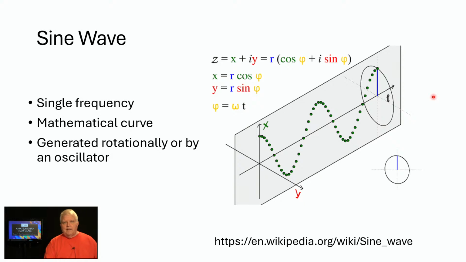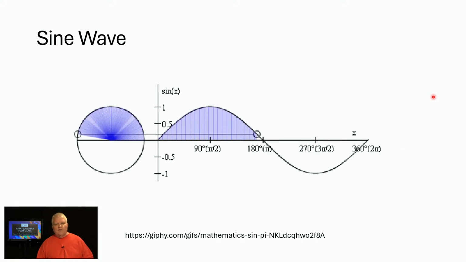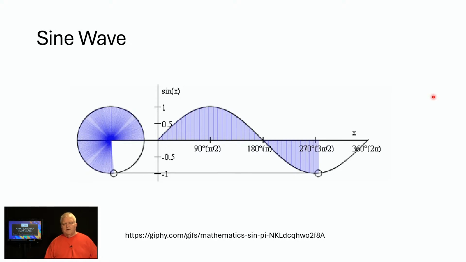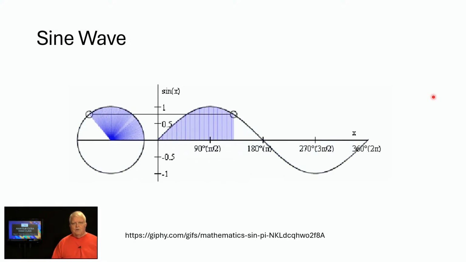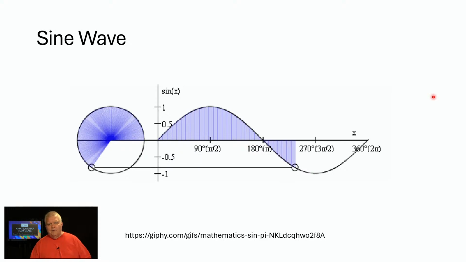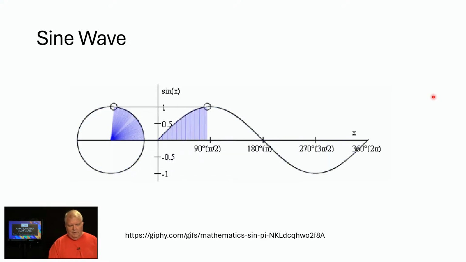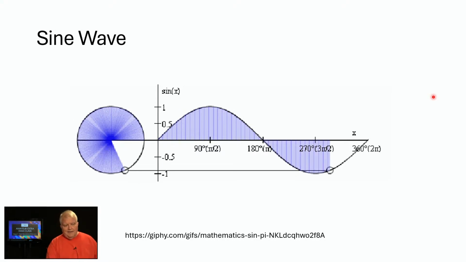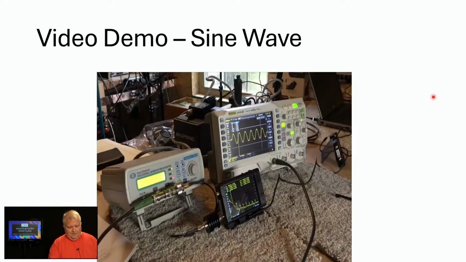Same kind of animation here. You can see the relationship between the circle and the sine wave. We sometimes talk about 0, 90 degrees, 180 degrees, 270 degrees. That's what this is all talking about here. And so let's go down to my workshop and let's take a look at a sine wave. And this is where we'll have some audio from the laptop, Bruce.